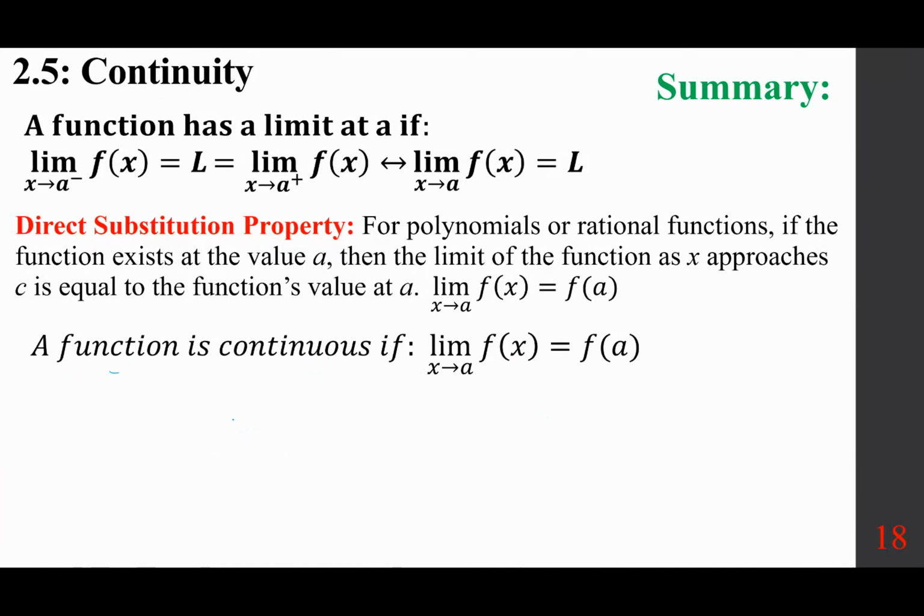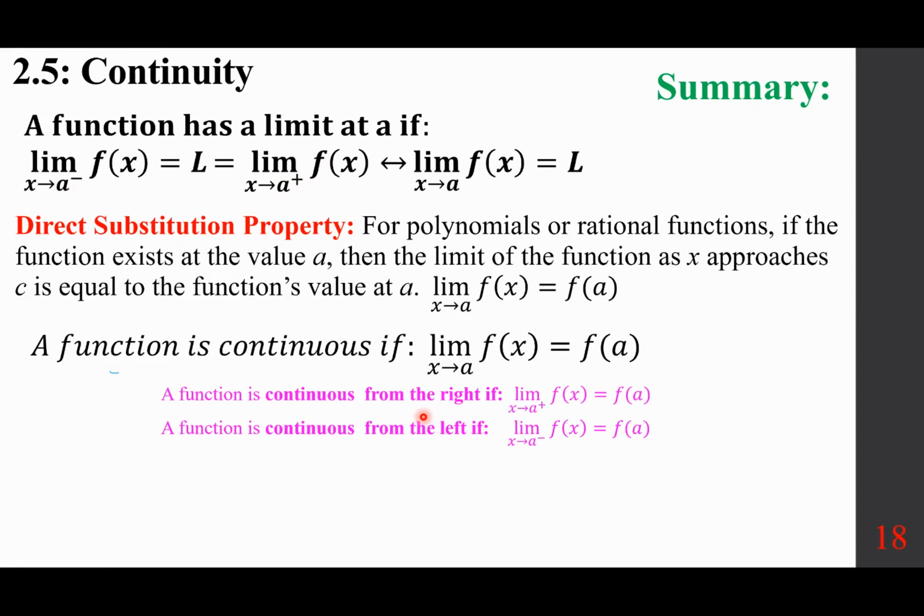A function is continuous if the limit of f of x as x approaches a equals f of a. So in essence, there are three conditions. The limit of f of x as x approaches a from the left must be L. The limit of f of x as x approaches a from the right must be L, which makes the two identical, and it must be equal to the functional value.